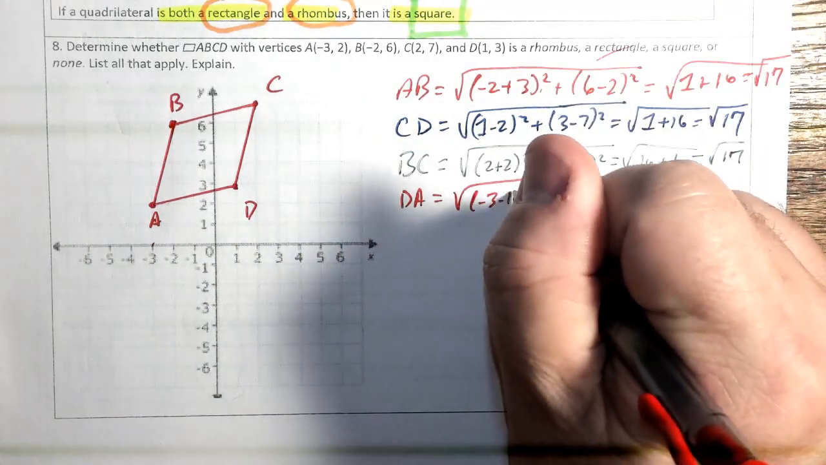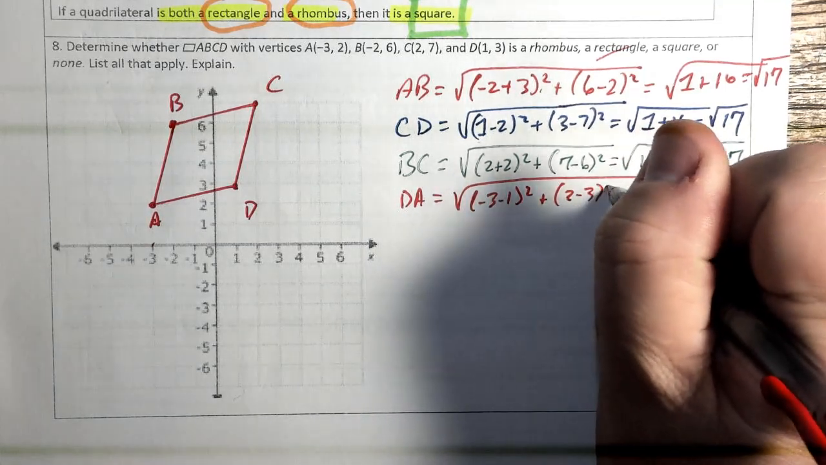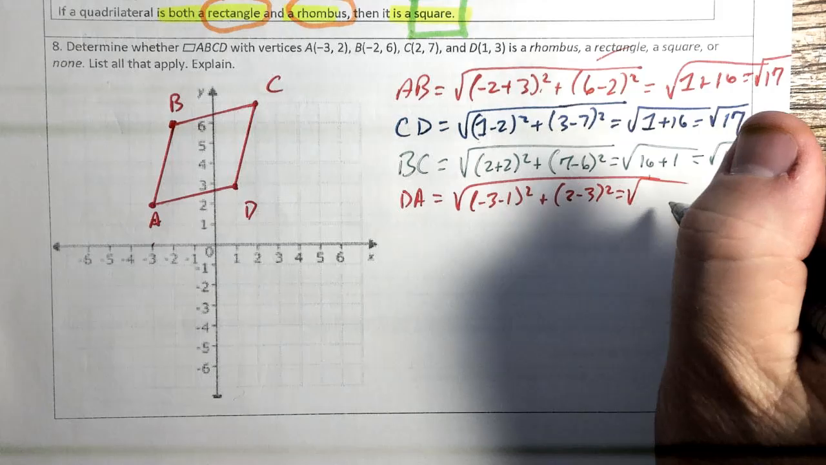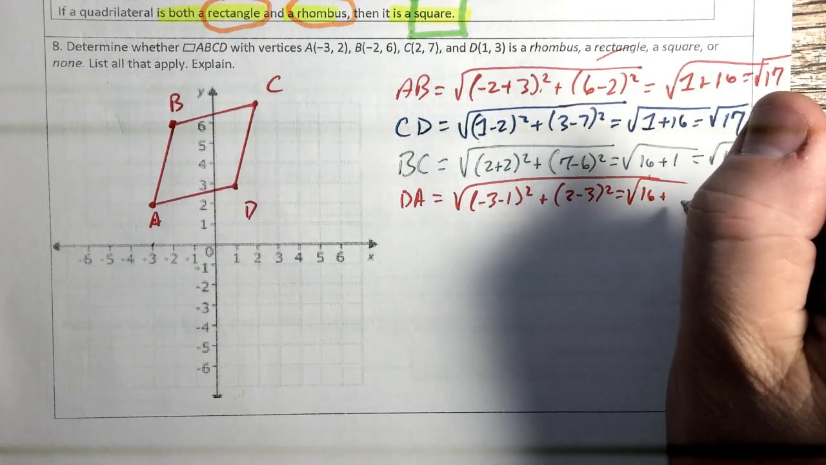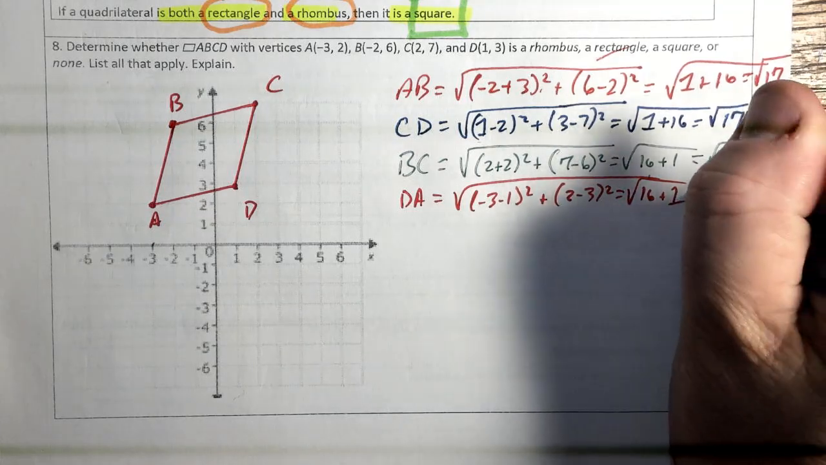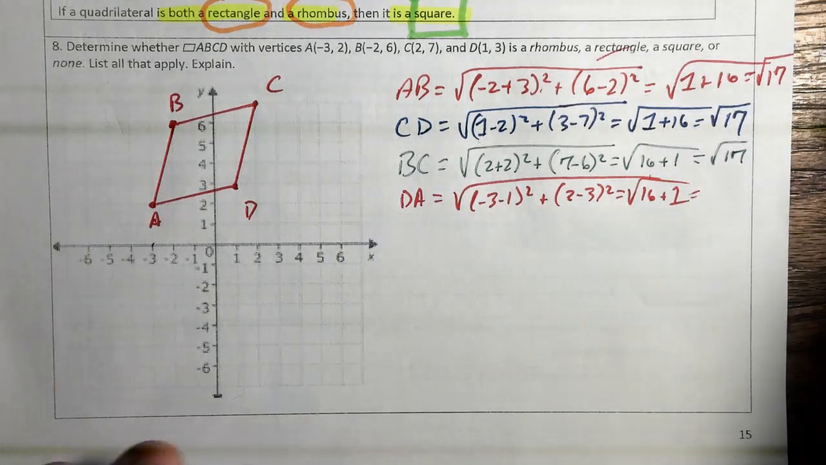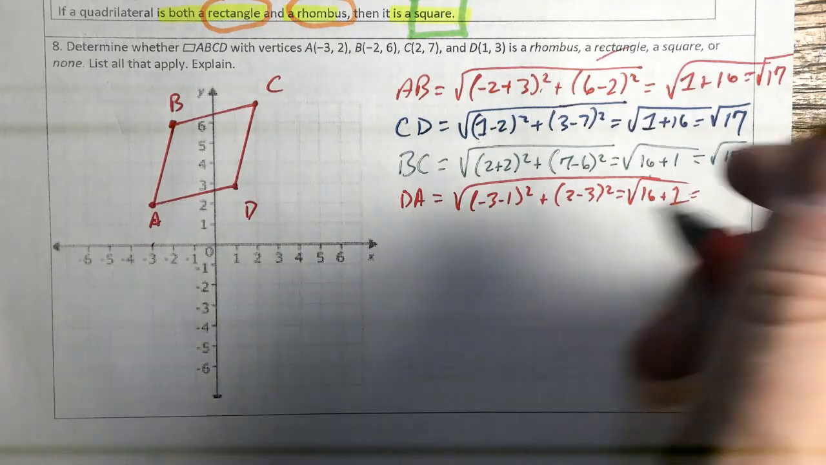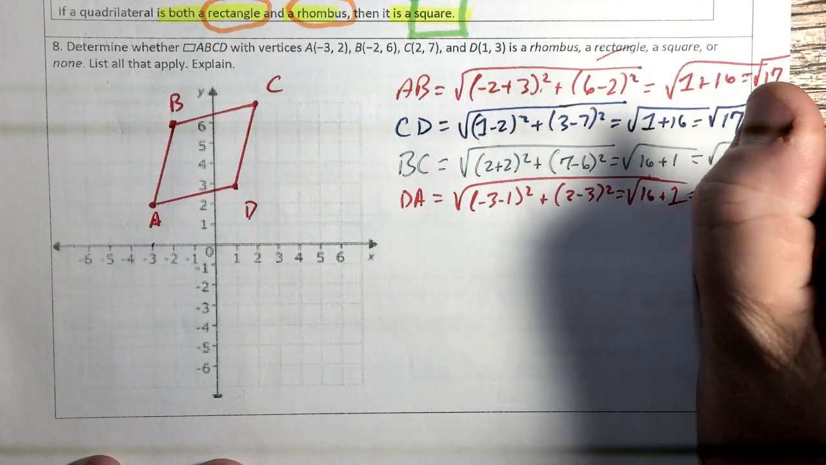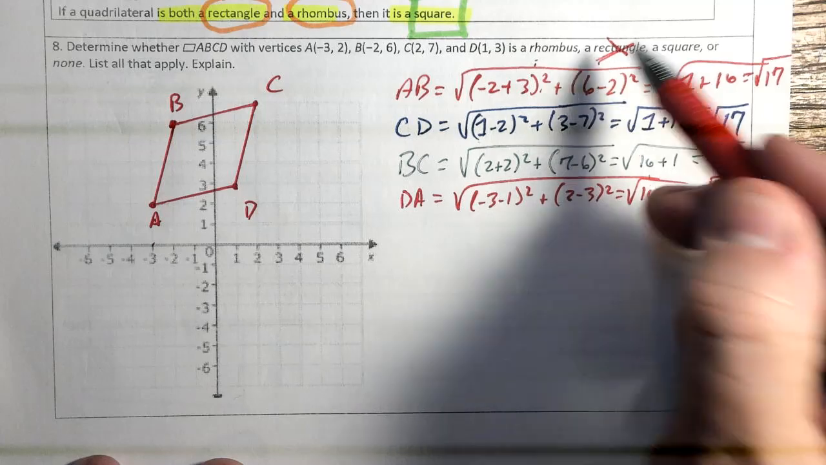Got negative 3, negative 1 squared plus 2 minus 3 squared. So negative 3 minus negative 1 is negative 4. Negative 4 squared is 16. 2 minus 3 is negative 1. Negative 1 squared is 1. So remember, anything squared is positive. Two negatives multiplied make a positive. Anyway, 16 plus 1 is 17. So we definitely have a rhombus or a square. We can definitely eliminate rectangle now.